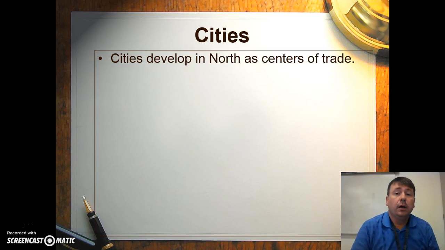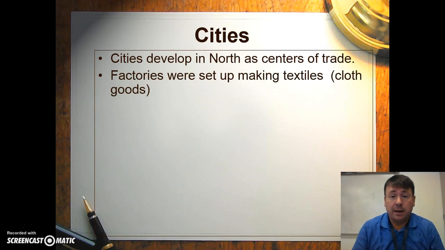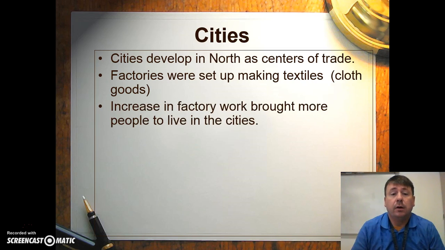Cities. Cities developed in the North as centers of trade, so people would go to the cities to buy and sell goods, or they'd manufacture goods, sell them out, things like that. Factories were set up making textiles. Textiles is a key word that we'll use throughout. Basically, textiles are any type of cloth goods that are made. So clothing is one of the main ones. That would be a textile industry. Carpet, bed sheets, towels, all that stuff would be kind of examples of textiles.